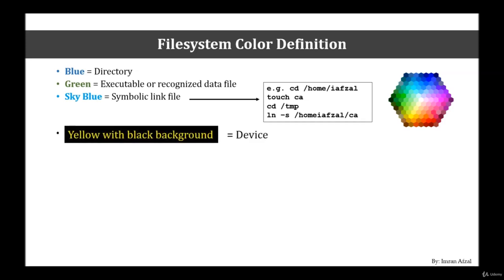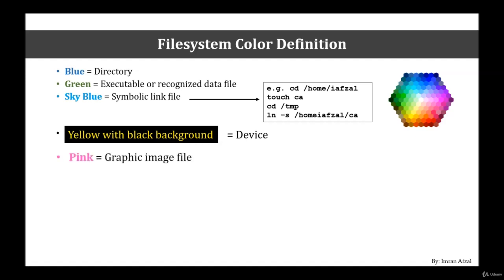Moving on, then we have yellow color files, yellow with the black background. What are those? Those are the actual device files that are usually found under /dev. Anything that is attached to your system, for example, mouse, keyboard, or speakers, or anything like SCSI devices or IDE devices, they show up in the /dev file system and they will show up as yellow color.